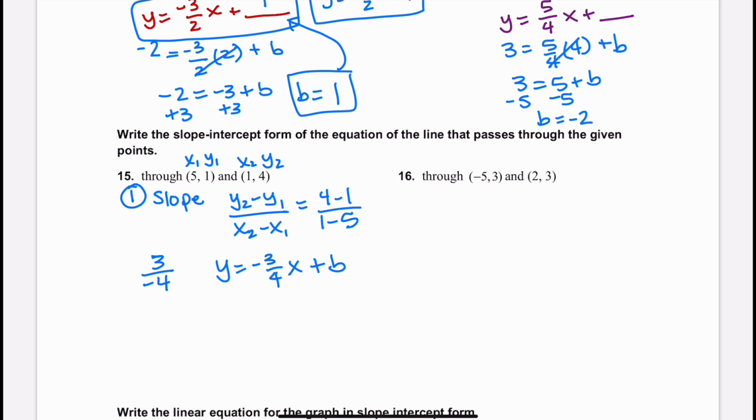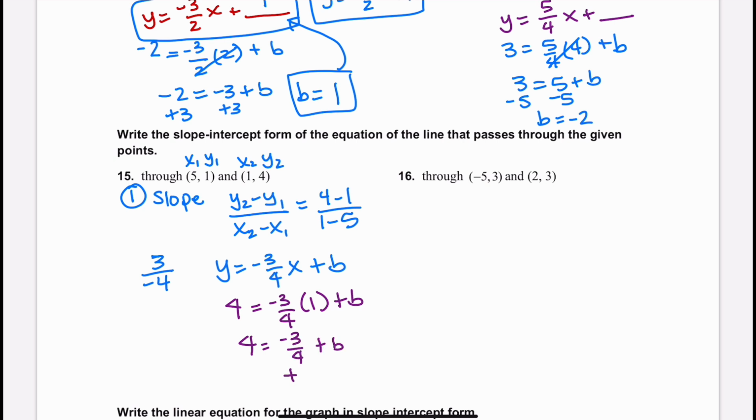Either one will work. So let's go ahead and look: is one going to be easier than the other? Maybe this one, because then I don't have to times it by 5. Let's put 1, 4, but really either one should be just fine. So in for my y, I'm going to put a 4 equals negative 3/4 times x, which is 1, plus b. So 4 equals negative 3/4 plus b.